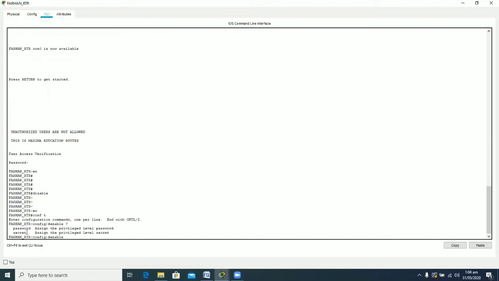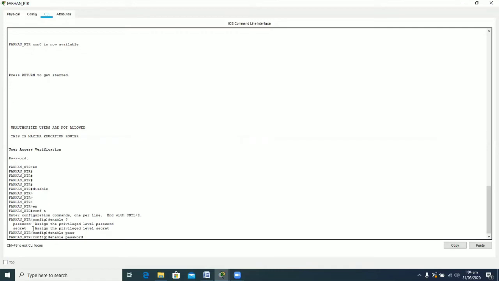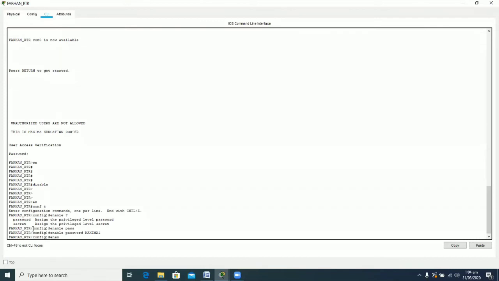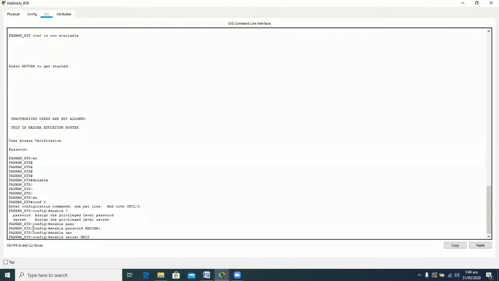Basically enable password can be configured as plain text, and enable secret can be configured as encrypted text. So if you want to have a powerful feature for your router, then you should use the enable secret password, and if you want it in the plain text manner, then you can use the password. So I am setting both the passwords. Enable password, let's say my password is Maxima1, and then enable secret password, and that password is Maxima2.